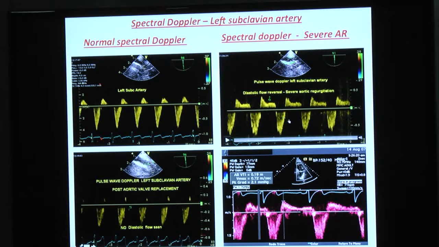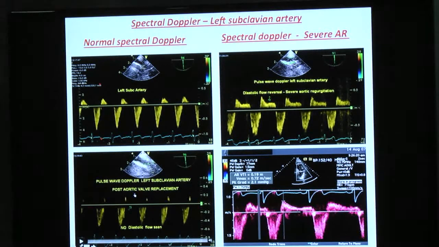Next, post aortic valve replacement, absolutely in diastole there is no flow at all. That means the valve correction has been excellent. So this is how you quantify the presence or absence of AR. Okay, this I have done on the left subclavian artery. This also you can assess by that. This is what I was telling you about.